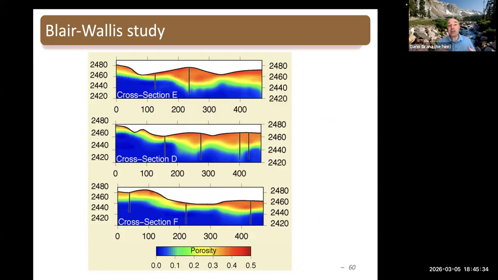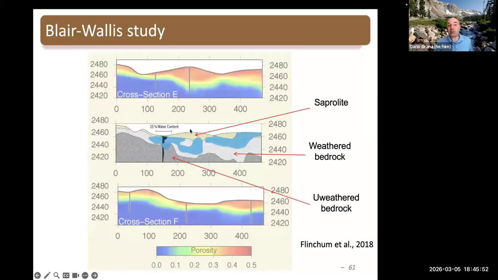And then you can see that there are great variations in terms of porosity. For example, here in cross-section E, the high porosity layer is very thin, and then here instead it gets much larger. So this might be due to tectonic stress or regional stresses and so on and so forth. So using these maps, he was able to do some interpretation about the thickness of the saprolite, the weathering in the bedrock, the depth of the unweathered bedrock, and also the distribution of the water.